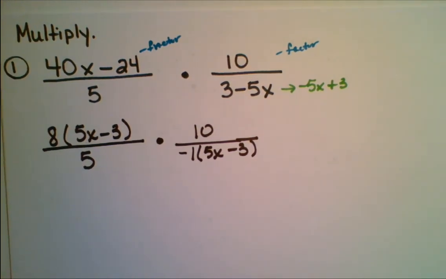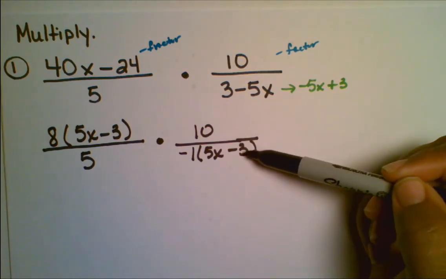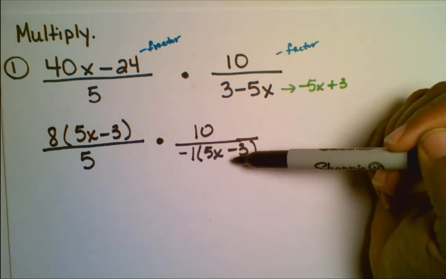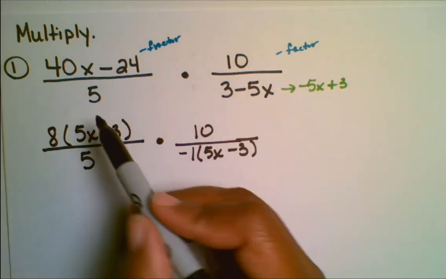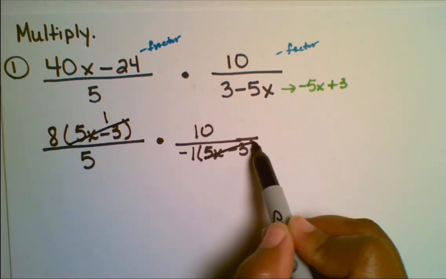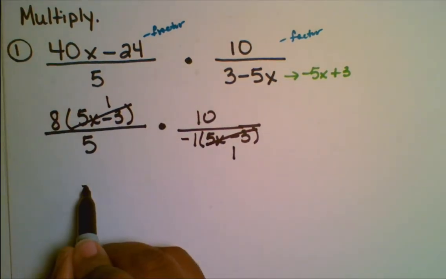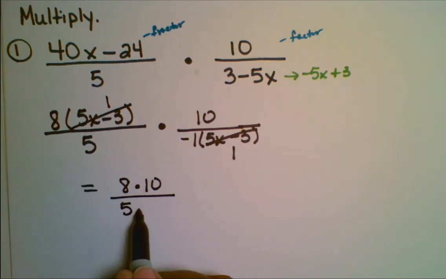Now that each fraction has been factored, let's cancel. Remember, when we cancel, the binomials or the pairs that we're canceling out do not have to be right under the other. As long as it's common to the numerator and denominator, the pairs that we're looking for, then we cancel them out. So we can cancel out the 5x minus 3, and then we're left with, in the numerator, 8 times 10. In our denominator, we have 5 times negative 1.